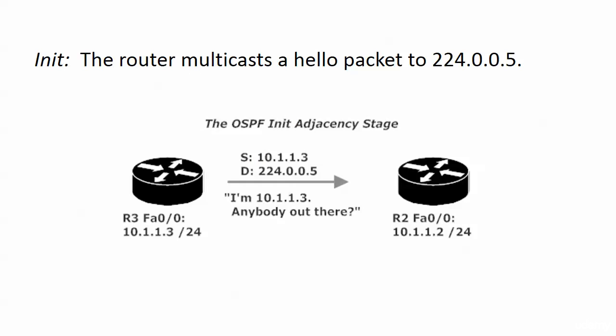Now, the init stage, the router itself is multicasting a hello to 224.0.0.5. We know that's where hellos go. And basically, I wouldn't say it's a cry for help, but I would say it's a cry for an adjacency. You know, the router is multicasting this packet and saying, hey, I'm 10.1.1.3. Anybody out there? You know, any other OSPF speaking routers?